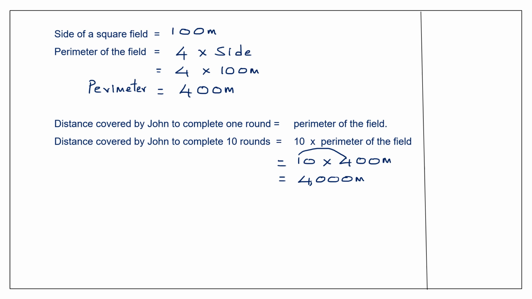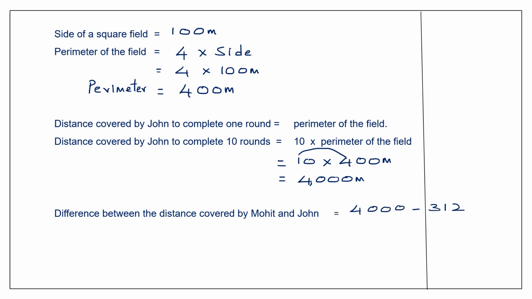The distance covered by Mohit is 3,120 meters and the distance covered by John is 4,000 meters. So now we know that John has covered a larger distance. Now to find out how much, we must find the difference between the distance covered by Mohit and the distance covered by John. So that will be 4,000. We put the bigger number first minus 3,120.